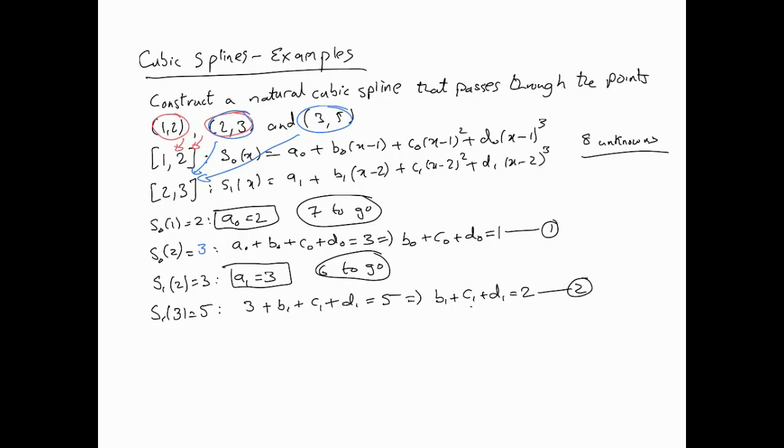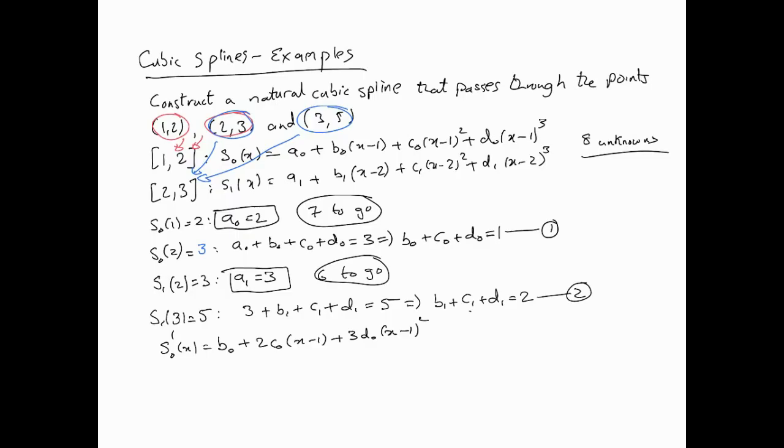Now we'll start using the second matching condition, which is on the first derivative. Let's compute s0 dash of x. The first derivative of s0 turns out to be b0 plus 2c0 times (x minus 1) plus 3d0 times (x minus 1) squared. Similarly, s1 prime turns out to be this.